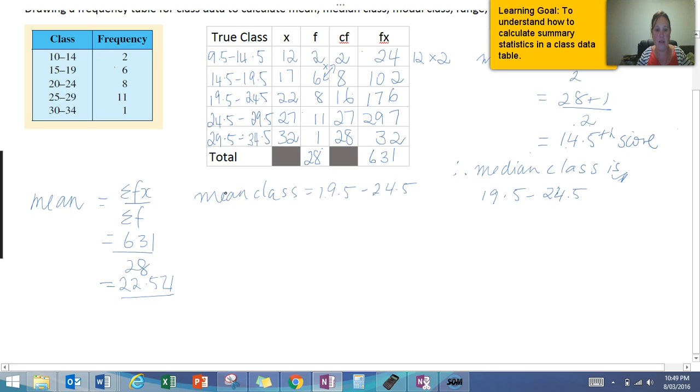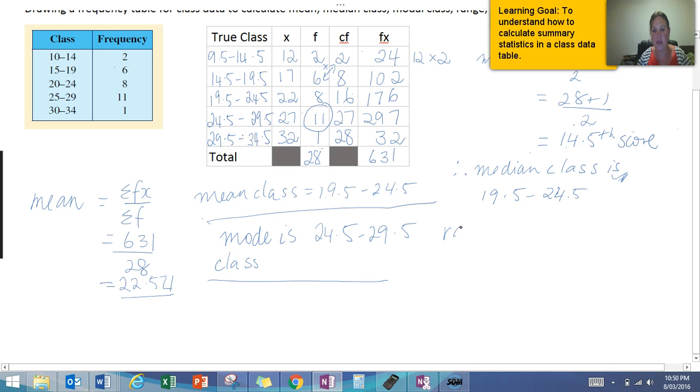For the modal class, it's much the same as our normal mode. Mode, remember, is our most common or most occurring score, and again we're going to look in our frequency column for our highest frequency, and in this case that highest number is 11. So that means that our modal class is 24.5 to 29.5, simply by reading from our true class column there, and that is our mode.